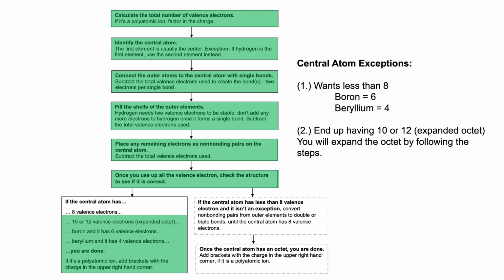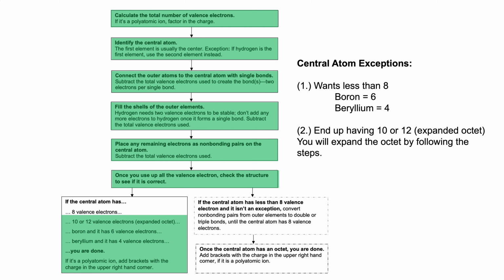The other type of central atom exception is what's called an expanded octet. So when you go through all of your basic steps and you're checking that central atom, you're going to see that you are forced to have either 10 or 12 electrons on that central atom. So you're just following your steps and you end up with an expanded octet. Generally, elements in periods 3 through 7 can have an expanded octet. Those elements are not always going to have an expanded octet.